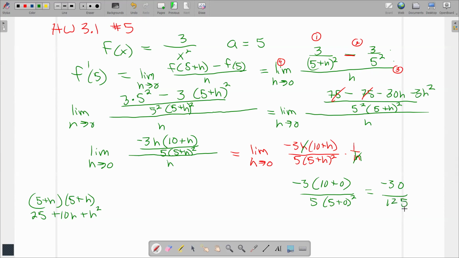What happened to the square on the 5? Oh, did I lose that square? Yep, I lost it from here to here. That should be a 5 squared. So I'm going to have a 5 squared times a 5 squared, which is 625.